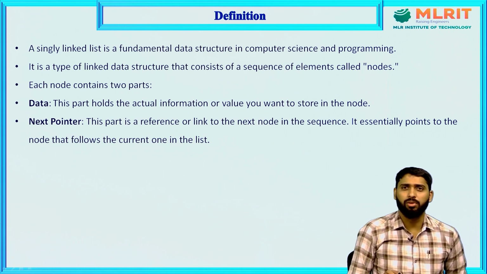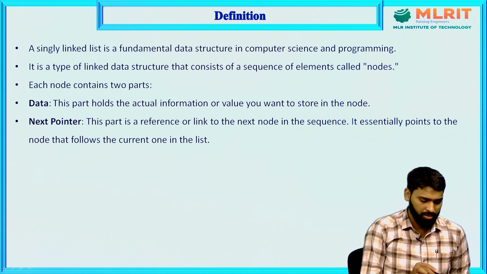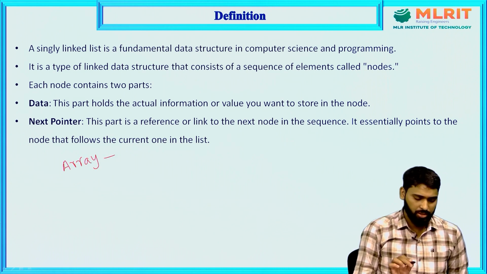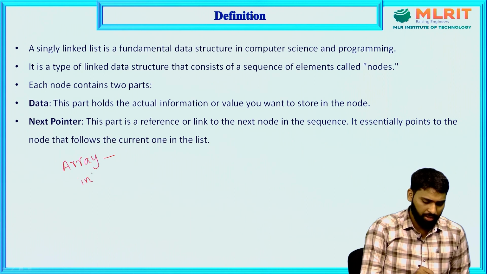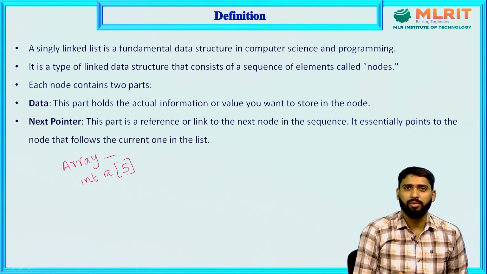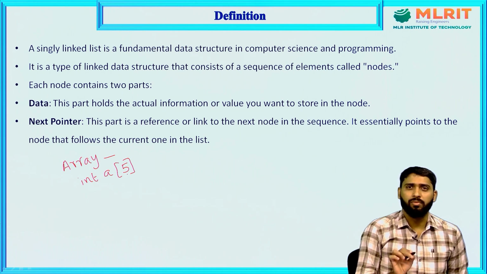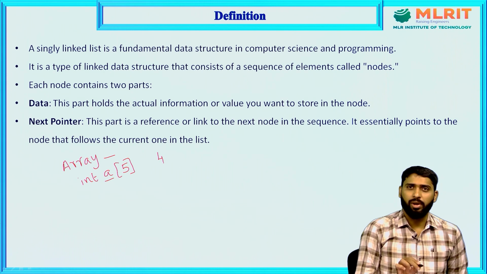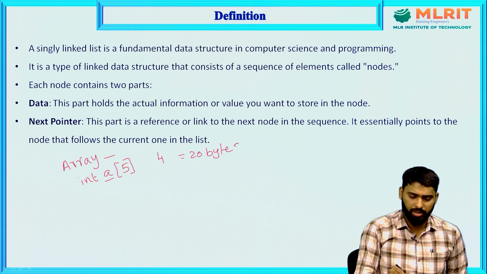Before going to the topic, we are going to discuss a little more about arrays. What is an array? An array is a sequence of similar data items. For example, if I declare int a of 5, how much memory are we going to allocate for this variable a? Let us assume the size of an integer is 4 bytes. 5 into 4, 20 bytes of memory we are going to allocate in primary memory.